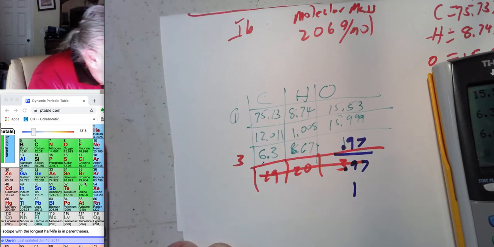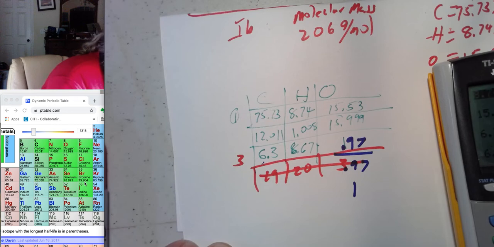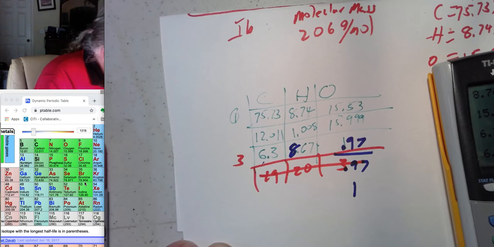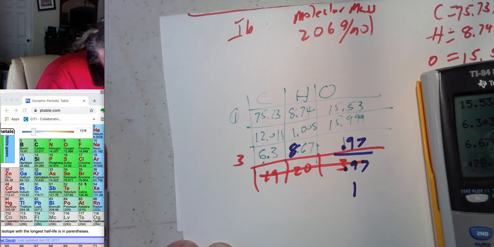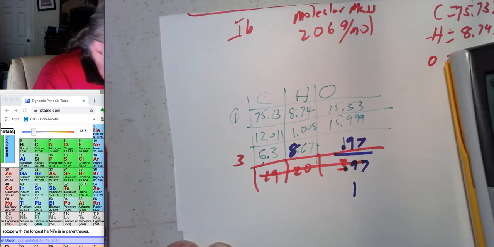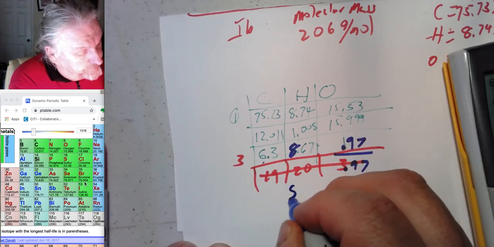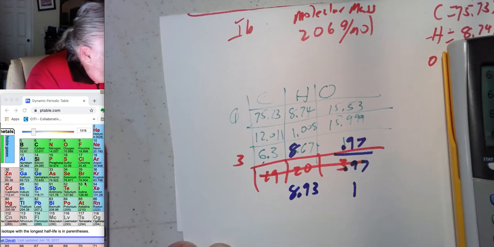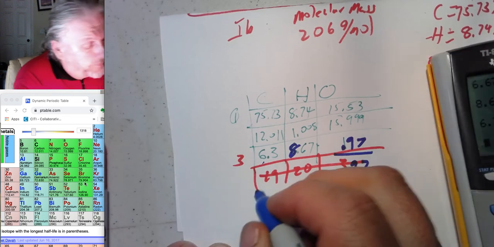So let's divide everything by 0.97 to give me a whole number. That's one. 6.67. Is that what I got, or is it 8.67? Oh, 8.67. Make sure you can read. 8.67 divided by 0.97 is going to give me 8.93. I can almost round that. And then 6.3 divided by 0.97, it's going to give me 6.5.